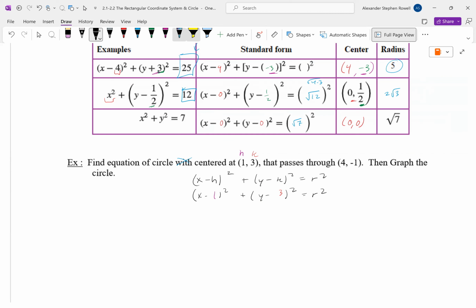How can I find the radius? Yeah, the (4, negative 1). Where do we plug it into? x and y. This is the x value, the y value. Very good. (4, negative 1). Then we solve for r.